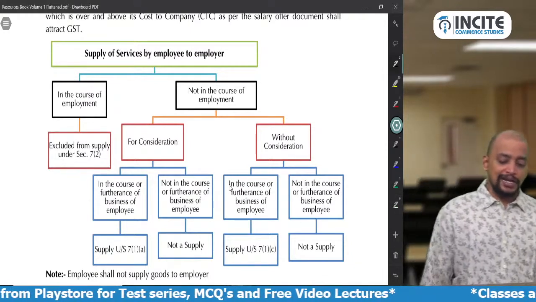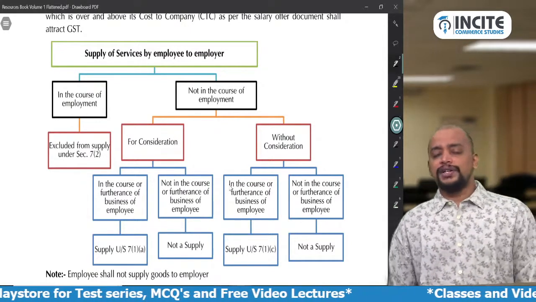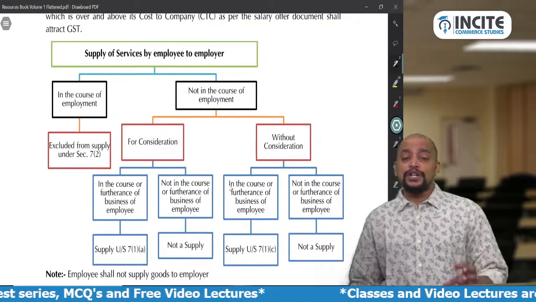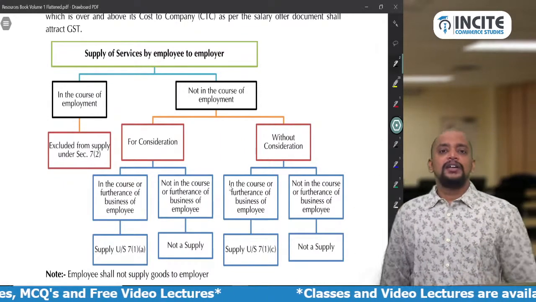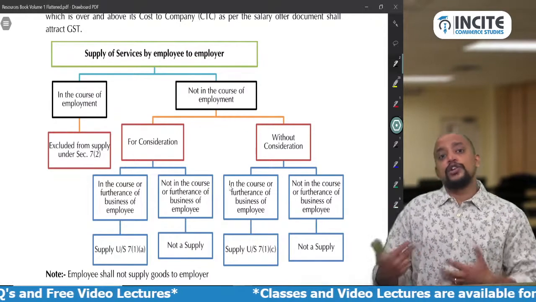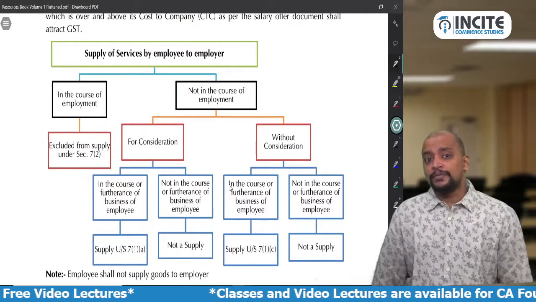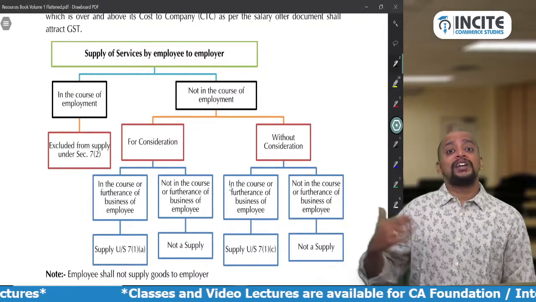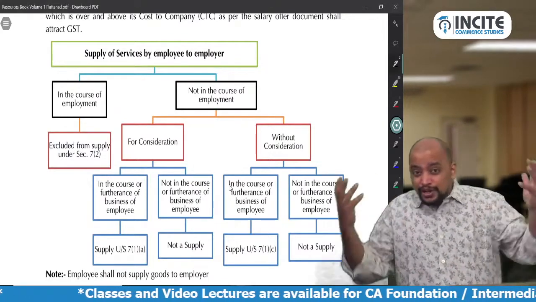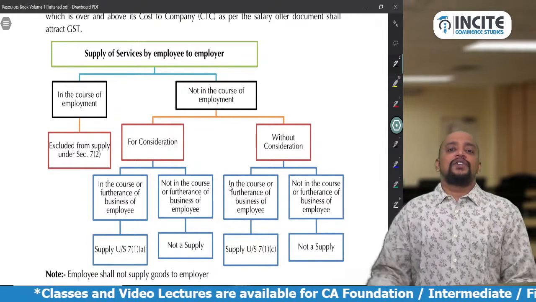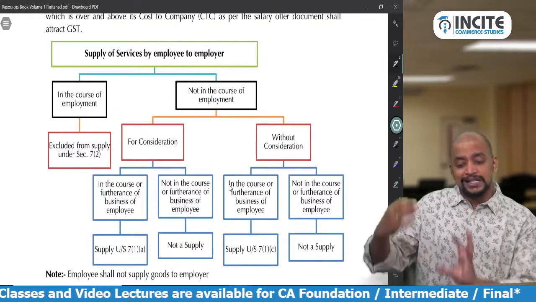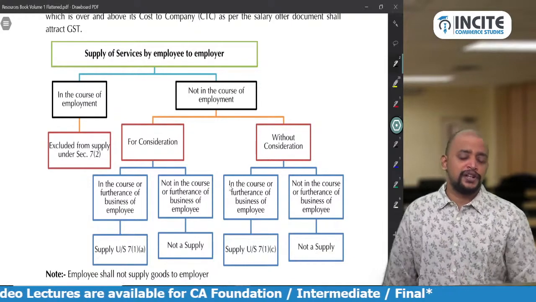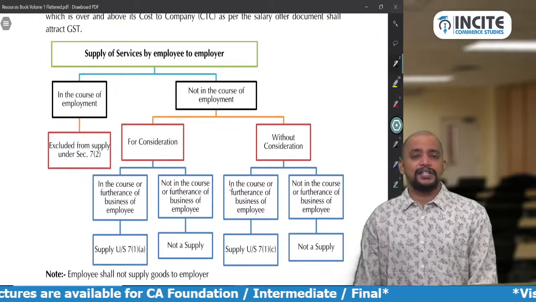Okay. Then next, without consideration. Suppose in that example of the CA who is doing the SOP audit, if consideration is not paid, will it become supply? Yes, because employee and employer are related, even though there is no consideration. So it will become supply under 7(1)(c). What if it is a personal activity not in the course or furtherance of business? Leave it. It is not a supply.